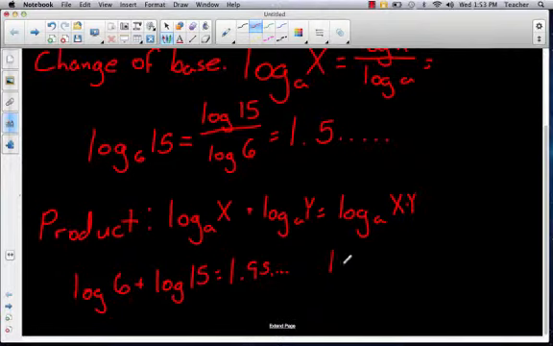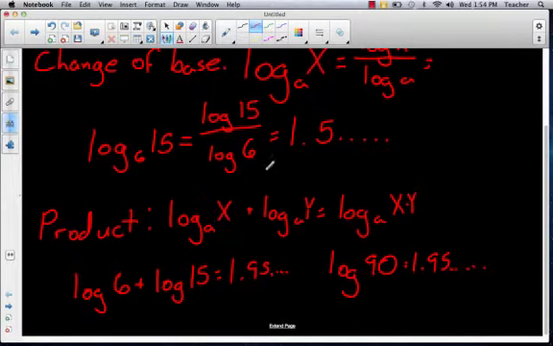Now, if we were to do common log of 90 in our calculators, we get the same answer, 1.95, and then a bunch of other numbers. So this just shows that you can simplify two logs being added together to make one quick and easy log and get the same exact answer.